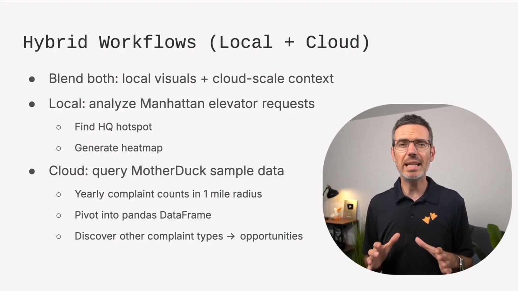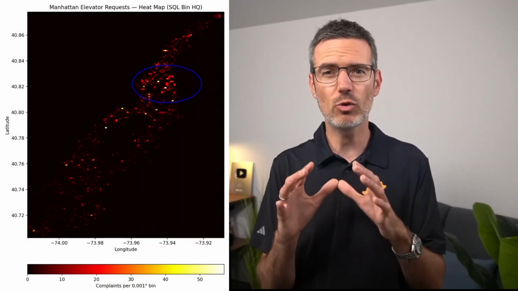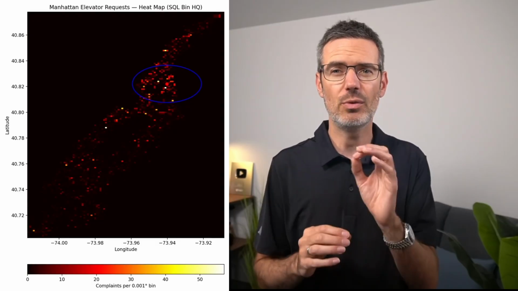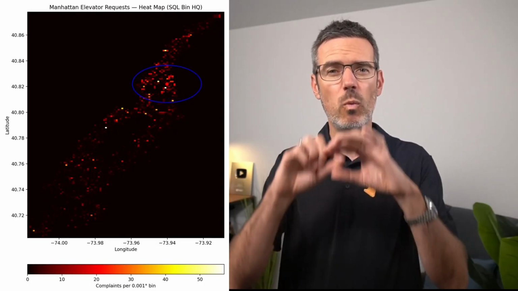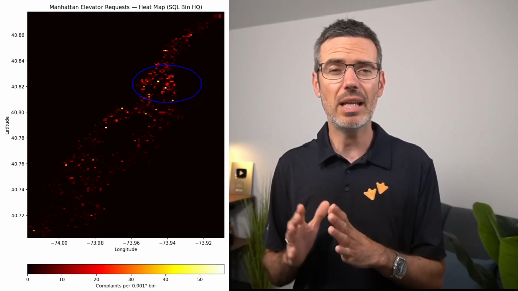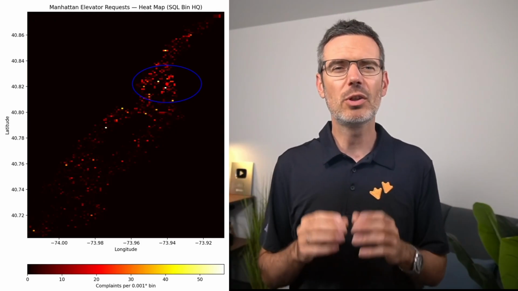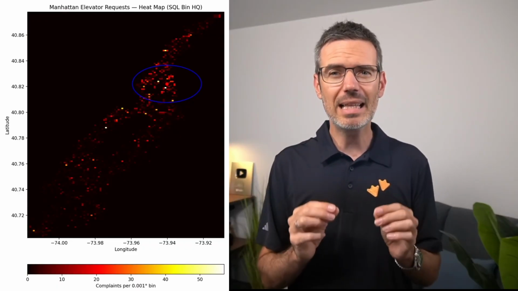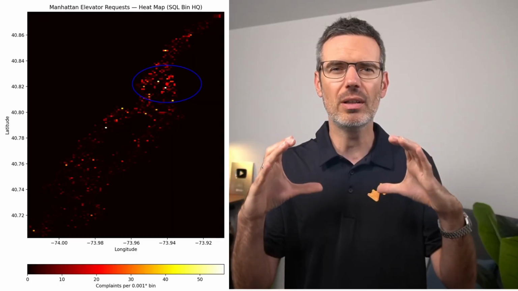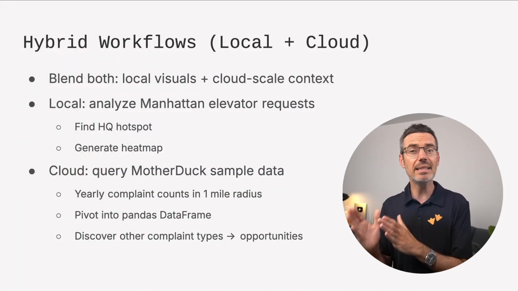It will then generate a heat map of all the complaints across the city, automatically marking our hotspot with the red dot and drawing a 1 mile circle around it so we can see the surrounding neighborhood. Finally, the script connects to MotherDuck in the cloud and gives us a table of all the complaints within that circle, broken down by year and type.